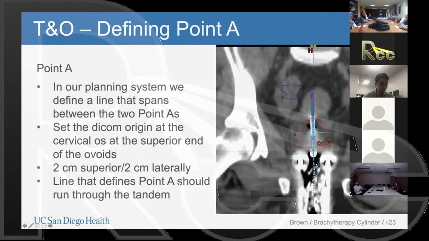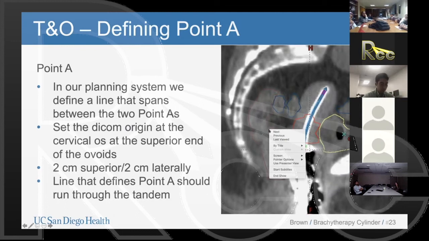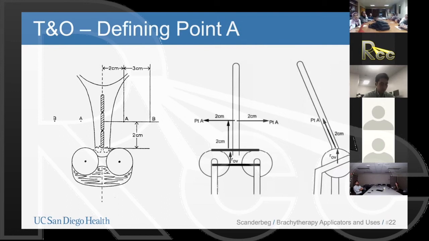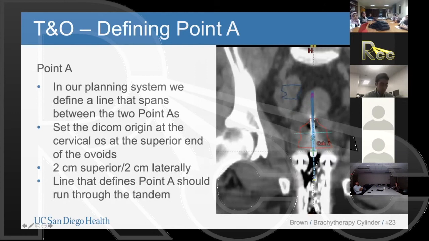If we go back here, this is actually a really good slide for defining point A. This is looking at it schematically. Again, we're at the top of the ovoids. Typically, we have some sort of flange here as well that can help us localize. And then we're going to go 2 centimeters up in the plane of the tandem and 2 centimeters left. The image on the right here is nice because it shows us that we always want to stay in the plane of the tandem. So point A is not defined down here. It's not defined up here. It's defined in the plane of the tandem. We can see that quite nicely in our coronal image. Here is part of our tandem running through the plane that we're looking at, and that's where we've defined our point A.